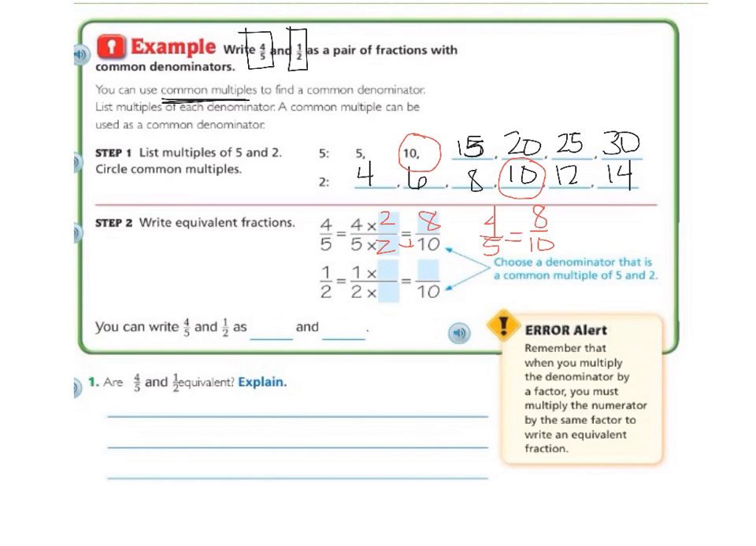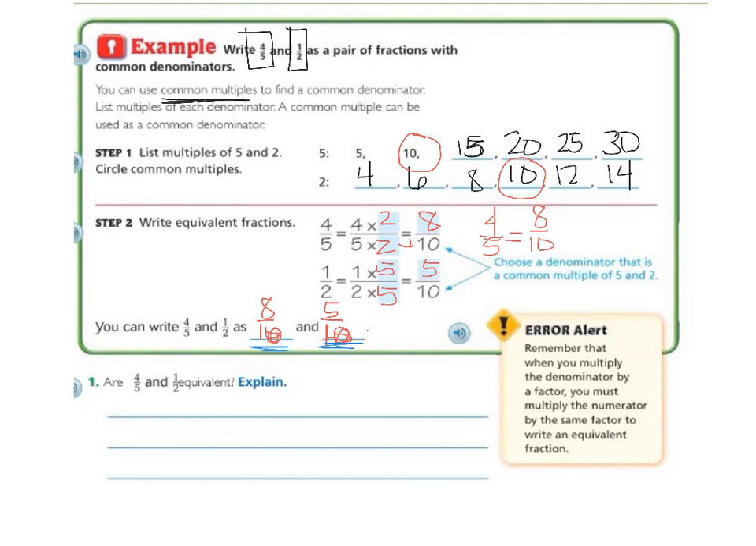I want it to have a common denominator as my other fraction. So let's go ahead and look at 1/2 and make that as a fraction over 10 as well. So I have 1/2, and in order to make 2 into 10, I need to multiply by 5. And whatever I do to the bottom, I have to do to the top. 1 times 5 is 5. So there's my fraction, 5/10. So I can write 4/5 and 1/2 as 8/10 and 5/10. And now they both have the same denominator. They both have a denominator of 10.